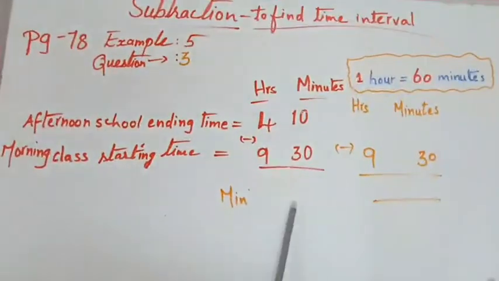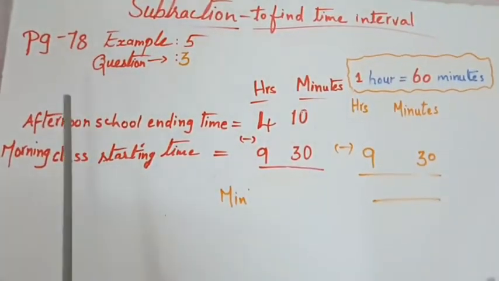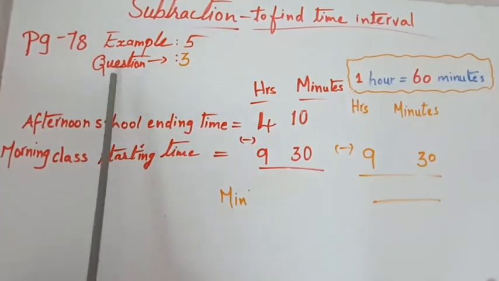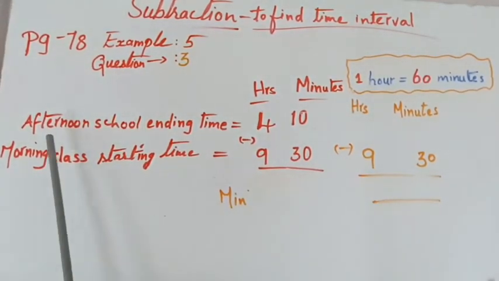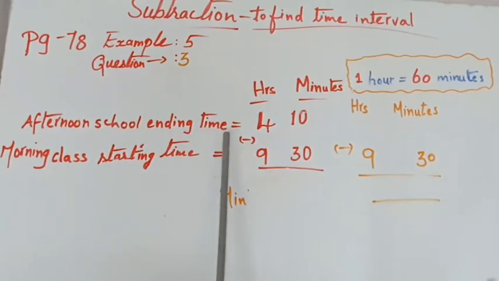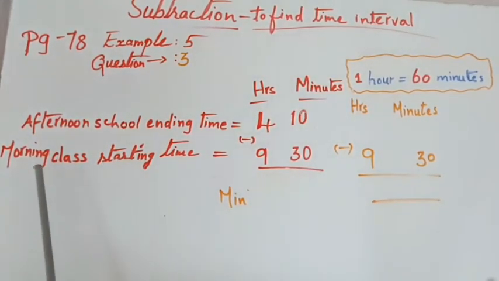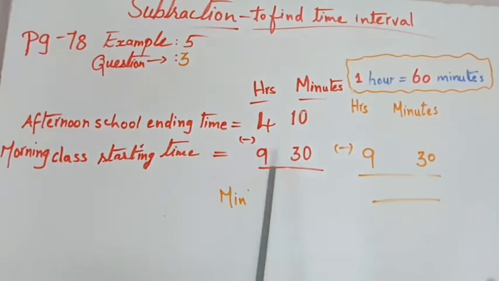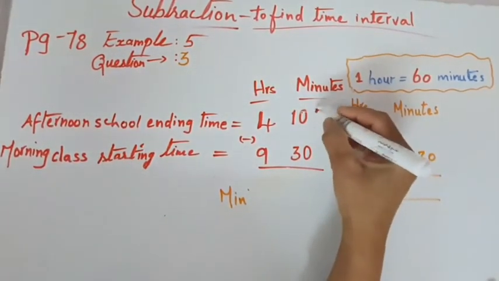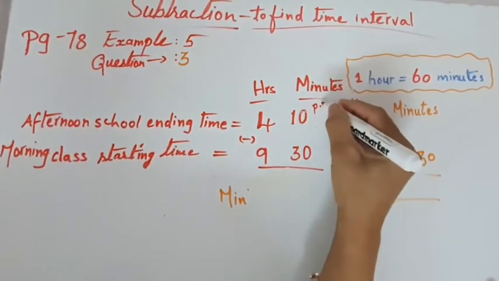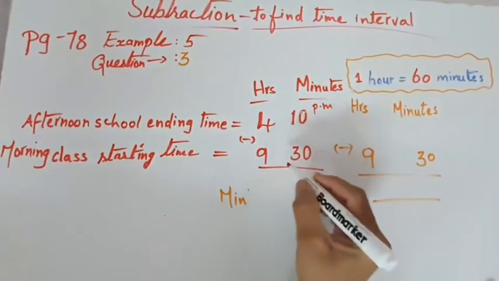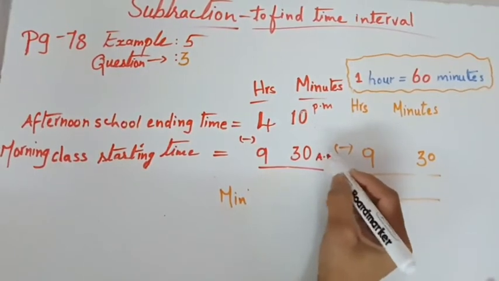In this method we have to write our answer. Okay, it is question number 3. Afternoon school ending time is 4 hours 10 minutes. Morning class starting time is 9:30 AM. So okay, now we know afternoon means it is 1 o'clock. So it is PM, isn't it? It is PM. And 9 in the morning means AM.